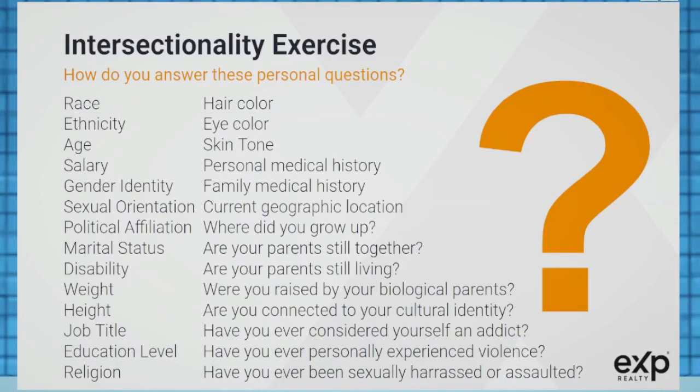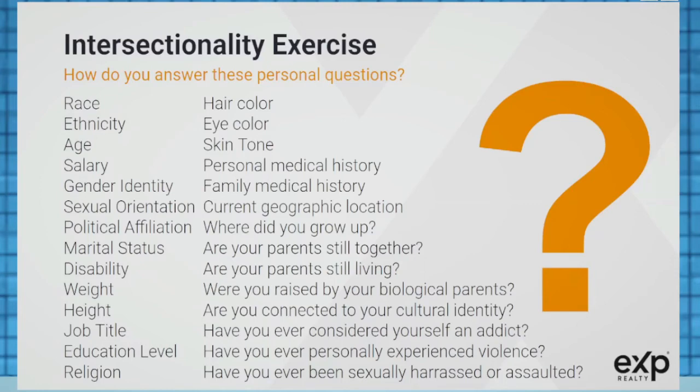your job title? How high did you get with your education? What about your religion? Are you in touch with your religious side? Hair color? Eye color? What about the tone of your skin? Have you had any personal medical history, anything major that's happened to you? How about in your family? Where are you living right now? How does that compare to where you grew up?